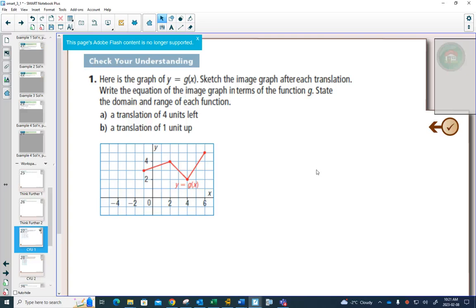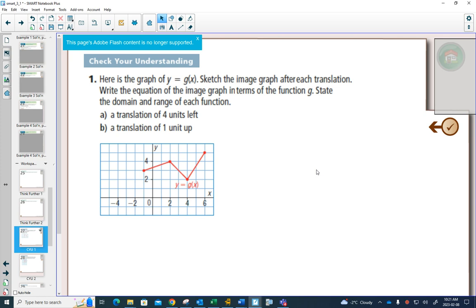We get to example 1, and in the examples we did on the colored sheet, we had to learn 4 new graphs and what they look like. Sometimes in the textbook or on quizzes or tests, you get a random graph, which you don't know the equation of, and you're still asked to do translations left, right, up, and down. So they gave us this random graph of g of x, and we want to sketch the image graph.